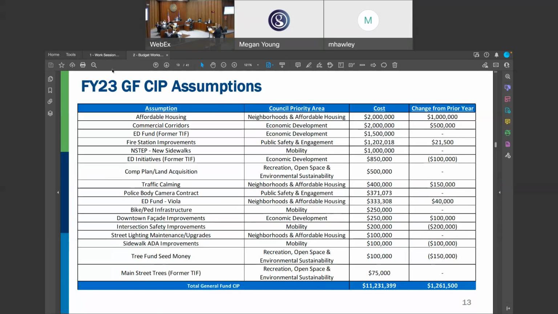Tree fund seed money is decreased as the tree ordinance has started generating sufficient revenue to sustain tree planting efforts. And so they have a balance of about $300,000 that's been generated by our enforcement activities. A balance of $300,000 in the tree fund? Oh my gosh, that's amazing. Seriously, I had no idea.